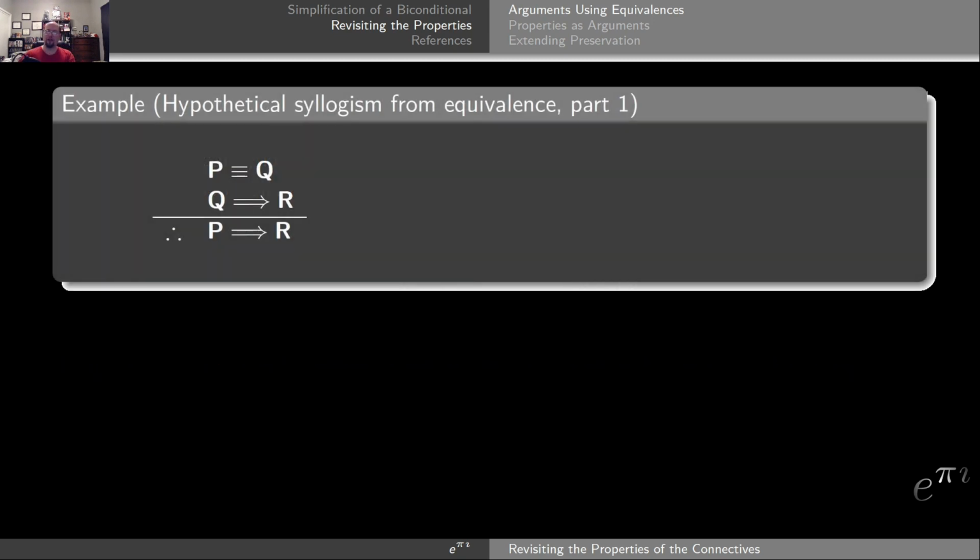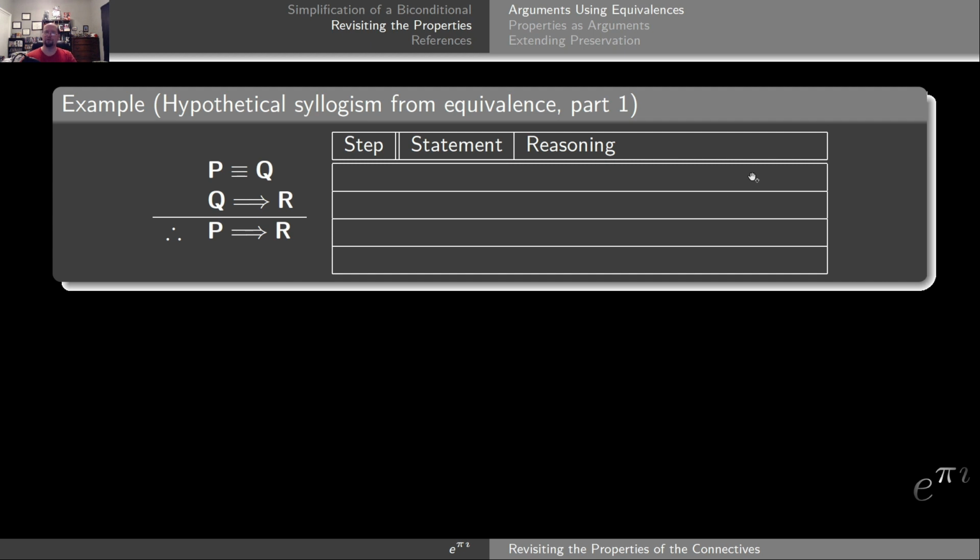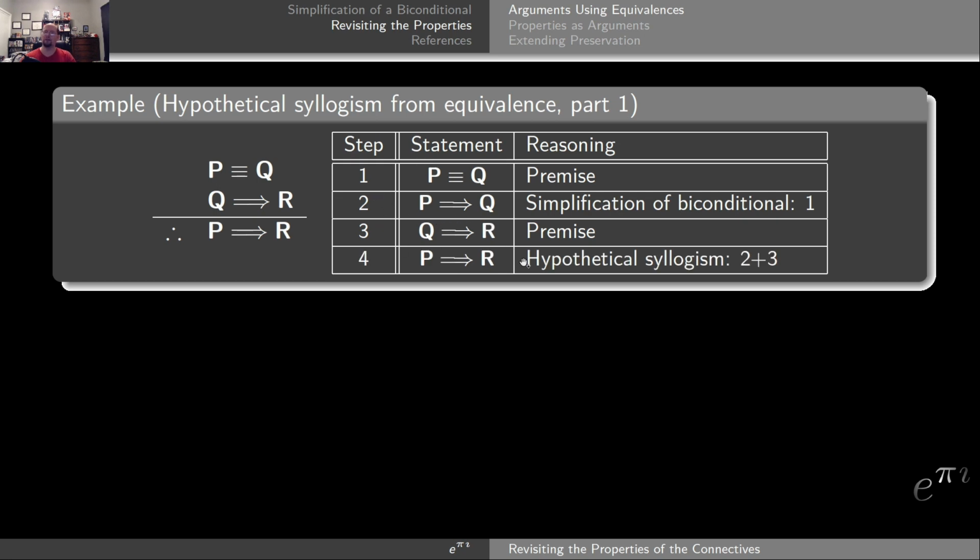Here's another form of the hypothetical syllogism. The first premise is P is equivalent to Q, Q implies R, therefore P implies R. So, how would a proof of this work? Well, it goes as follows. The first step will be the first premise, P is equivalent to Q. I can simplify that down to P implies Q, changing the biconditional into an implication. I introduce the second premise, Q implies R. I now have P implies Q, Q implies R, so by the hypothetical syllogism with 2 and 3, that now tells me that P implies R, completing the proof.